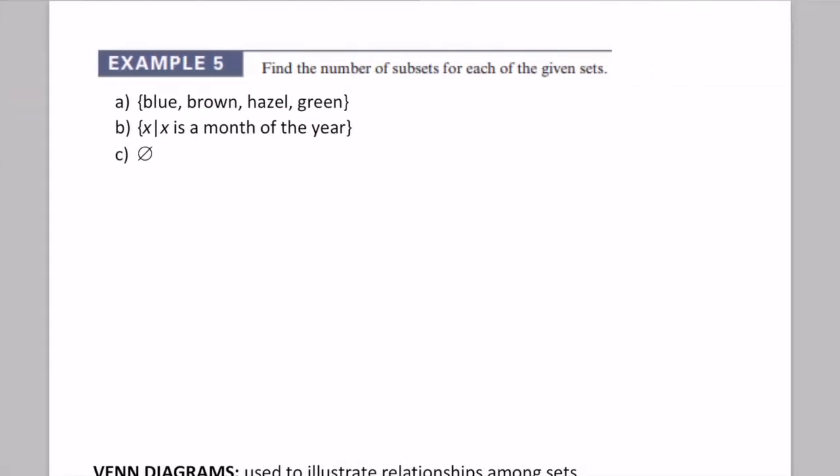Okay, so find the number of subsets for each of the given sets. For A, we go 2, and we have 1, 2, 3, 4 elements, so that's to the 4th power, so that's going to give me 16. For B, we have the 12 months of the year, so that's going to be 2 to the 12, which should be 4096. And C, remember it's the empty set, so that's a 0, and there's nothing there. So any number to the 0 power is 1.